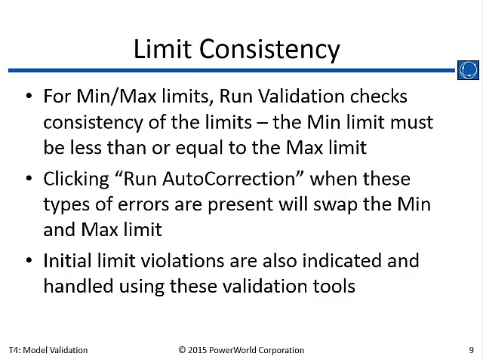Limit consistency, the min limits must be less than or equal to the max limits. They're flipped when you run autocorrect. Initial limit violations are also indicated and handled using these validation tools. That's an option on how you want to handle initial limit violations, but in that case, the initial limit violations are case dependent, so what's in the saved case isn't changed. Okay, it's just what's run in the transient that is changed.